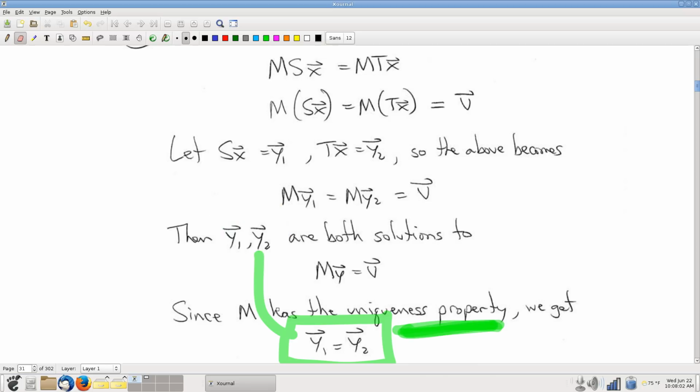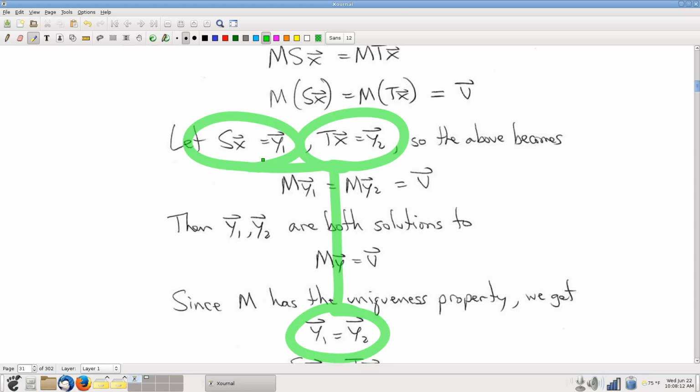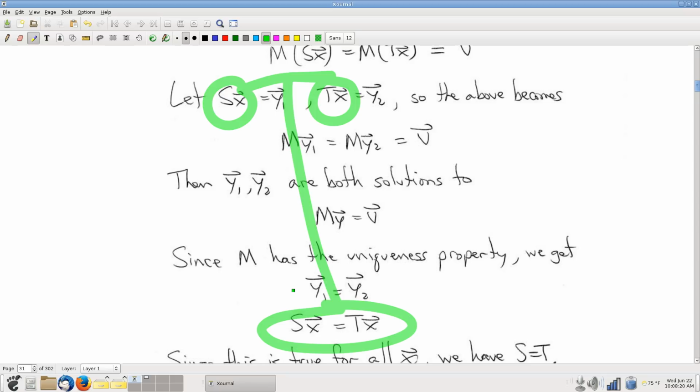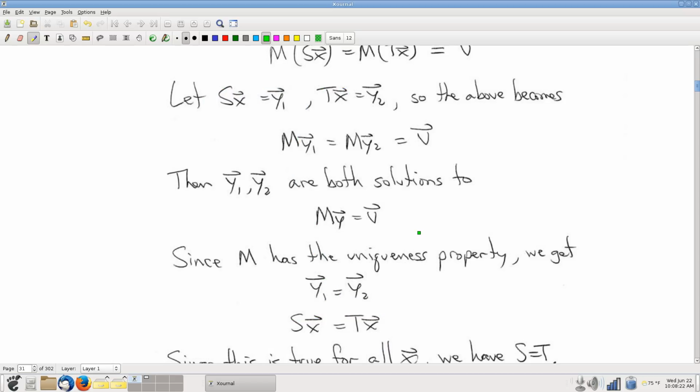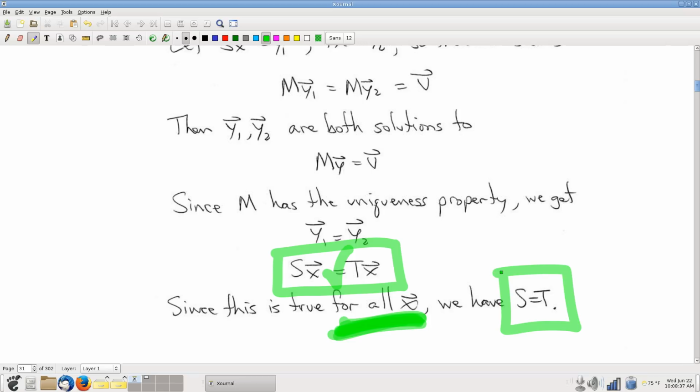And if Y1 is equal to Y2, well, let's not forget what Y1 and Y2 were. There's Y2, there's Y1, and that means that SX is equal to TX. And keep in mind this is true for all vectors X. Now, how could that be? How could we have SX equal to TX for every vector X? No matter what X is, SX is equal to TX. Well, the only possibility is if, in fact, S is equal to T.